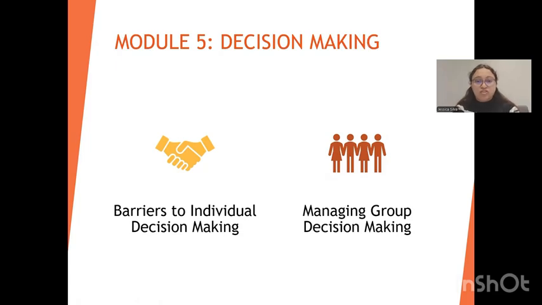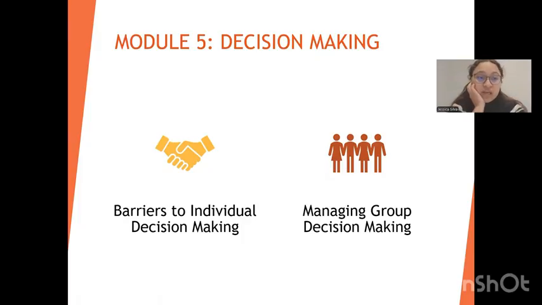Module 5, decision making, refers to individual decision making and management group decision making. Good morning, everyone. Today we are going to analyze the second part of our decision making model. We have already covered two basic styles, and now we focus on the obstacles.